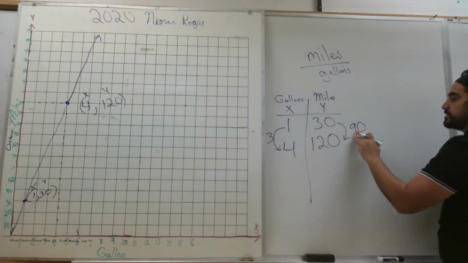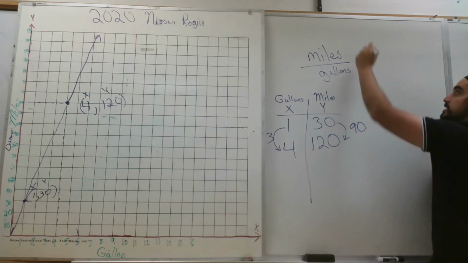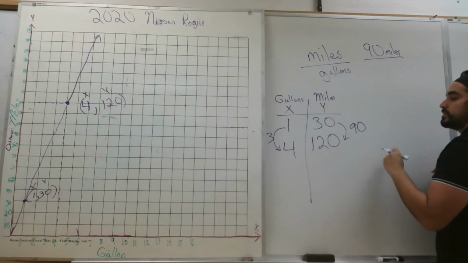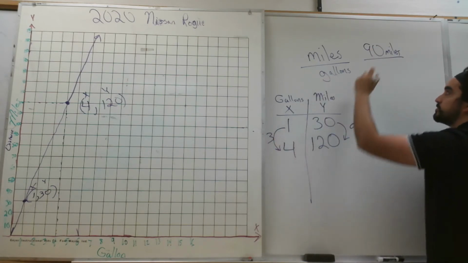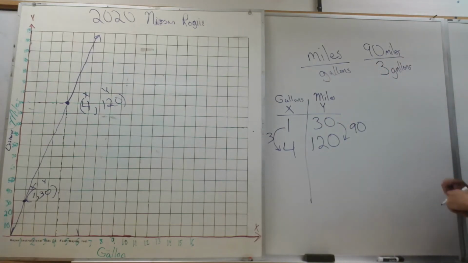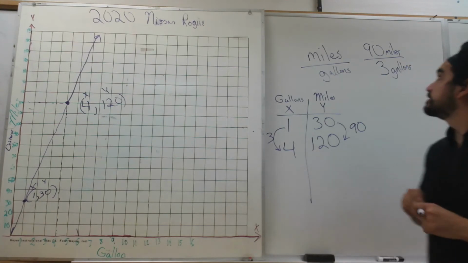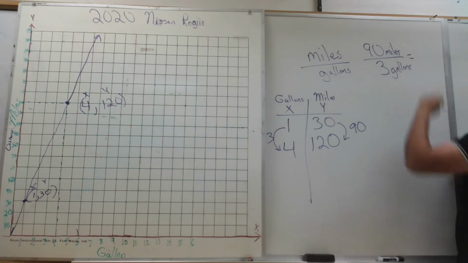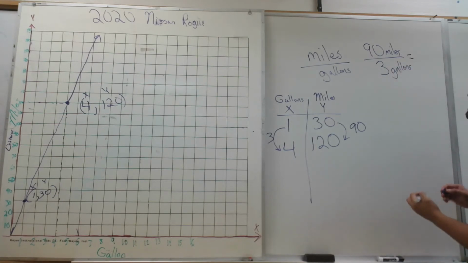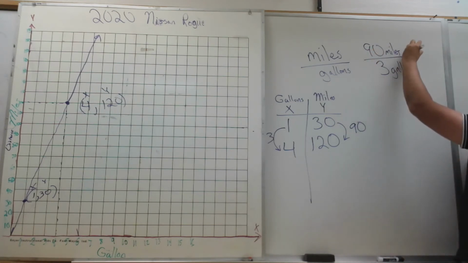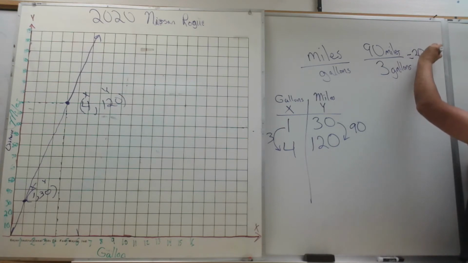All right, let's go ahead and set up the slope. My miles is going to be 90, so it's going to be 90 miles over, and gallons, we're talking about 3 gallons. So 90 miles per 3 gallons. Let's go ahead and reduce that. 90 divided by 3 gives me 30. So it'll be 30 miles per gallon.